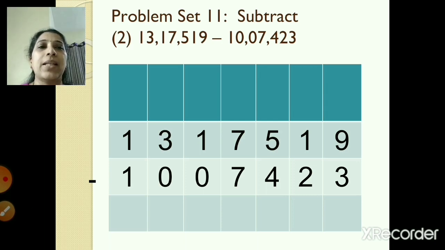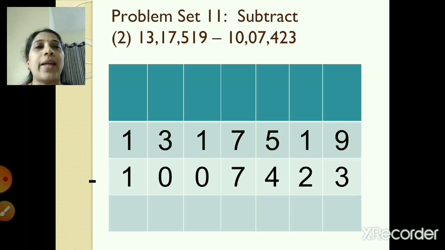13,17,519 minus 10,07,423. So let's arrange them. First is 13,17,519. So 9 in the units place, 1 in the tens place, 5 in the hundreds place, 7 in the thousands place, 1 in the 10,000s place, 3 in the lakhs place and 1 in the 10 lakhs place.